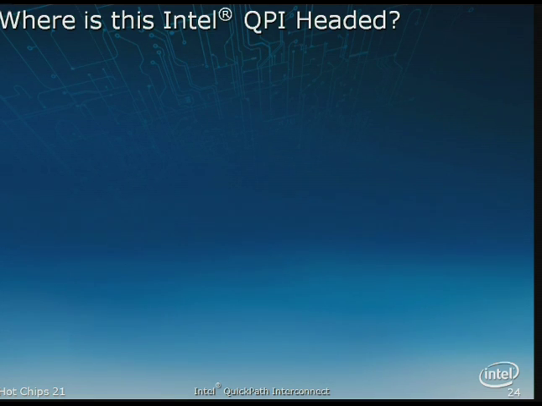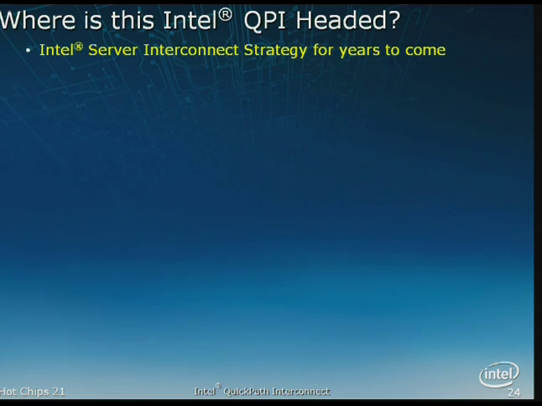That's quite the whirlwind for me. Where is Intel heading with this QPI thing? It will be our server interconnect strategy for years to come. Things will change. I won't say that they won't. There'll be some coherency modifications. We'll go faster. We currently are copper-based. Where all that stuff heads, sky's the limit.